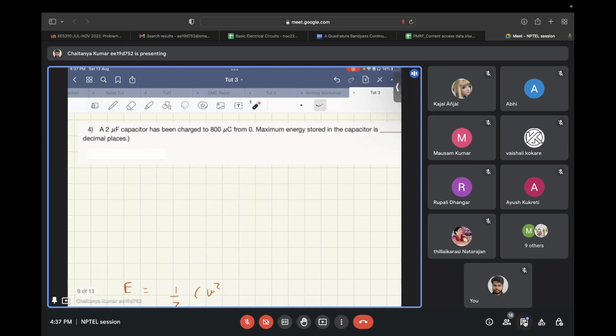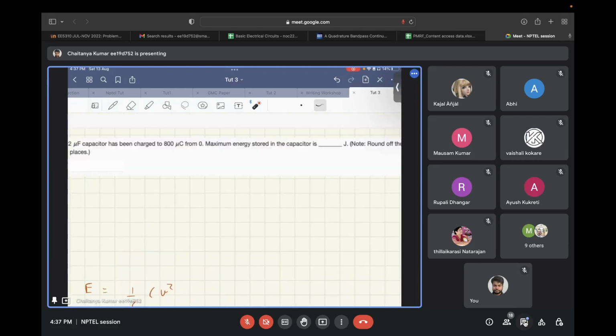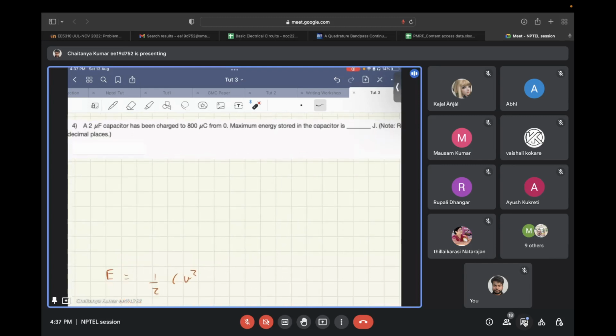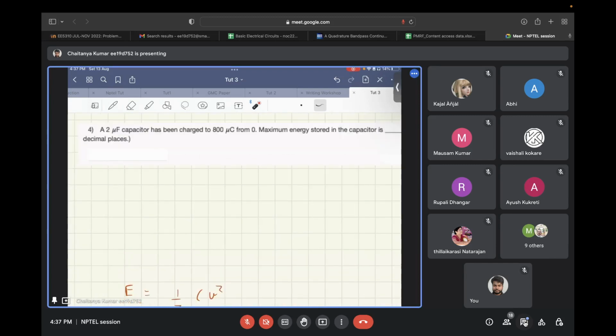Okay. So now we have this question: a capacitor of 2 microfarad is being charged from 0 to 800 microcoulombs. What will be the maximum energy stored in the capacitor?